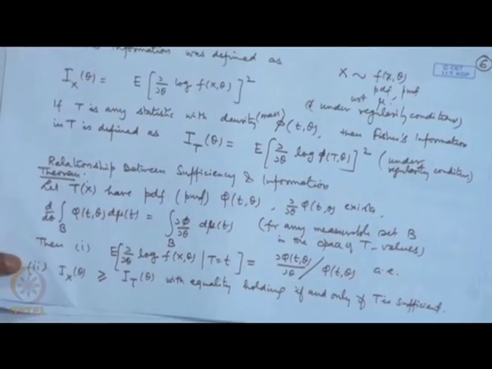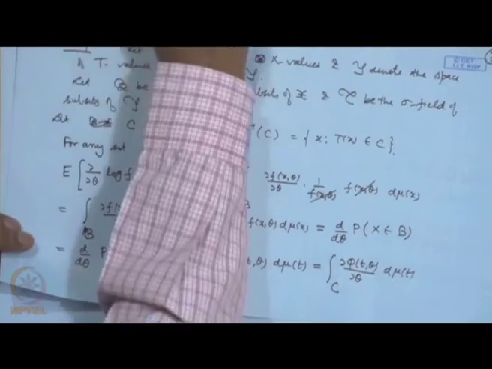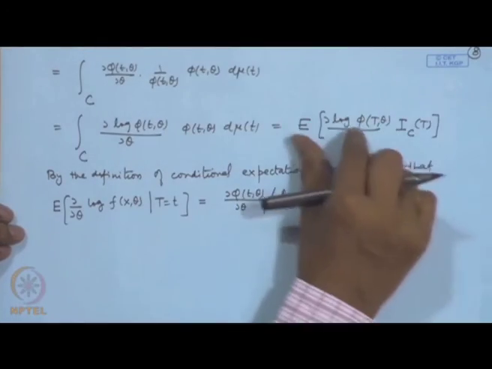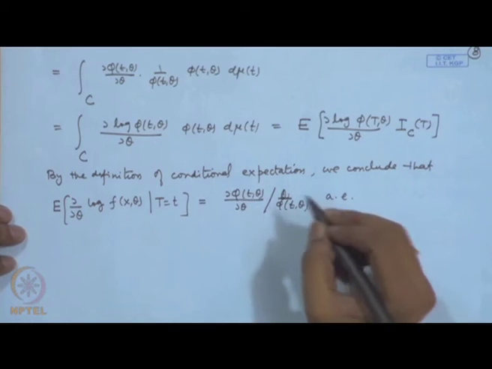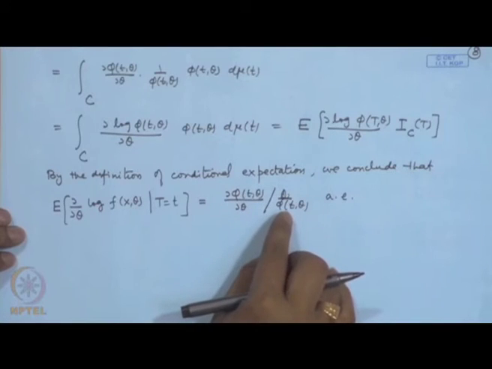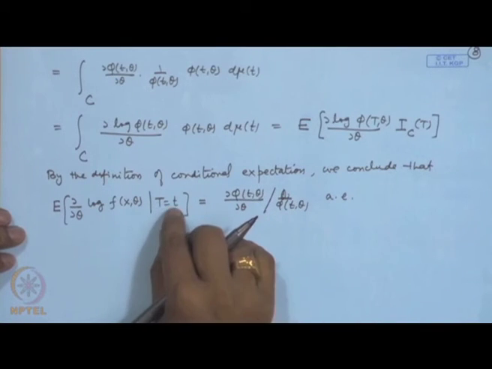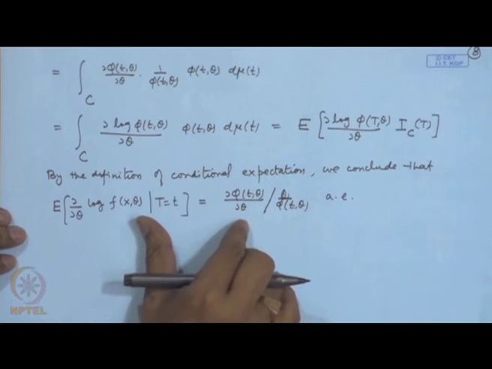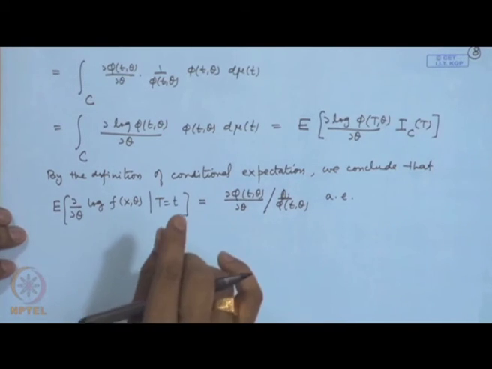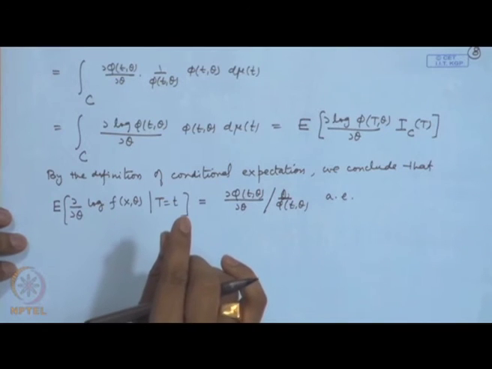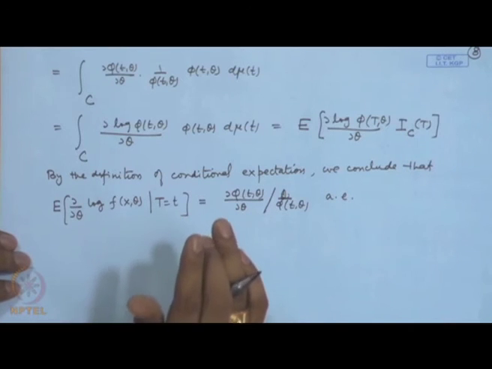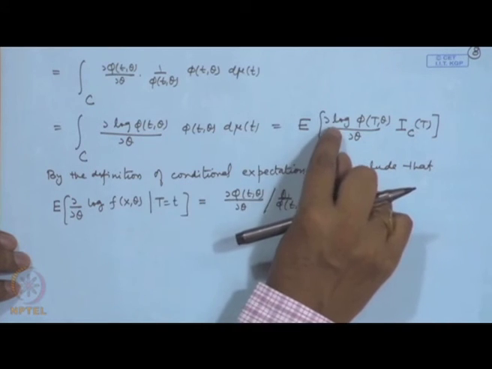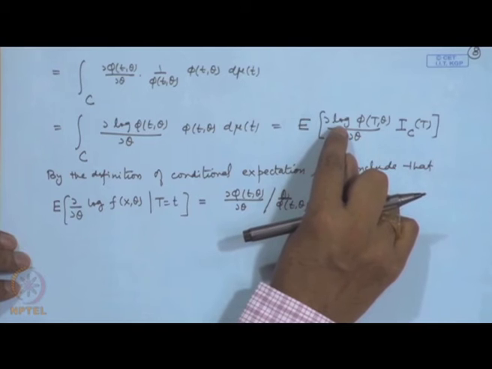Of course, since we are obtaining this result from the expectation, we can say that this statement is true almost everywhere. That means the set where this may not be true will have probability 0. That means if there is a set of values of small t for which this statement is not true, then under the probability distribution of T, that set will have probability 0. So, actually, what we have used here is simply the definition of the conditional expectation.